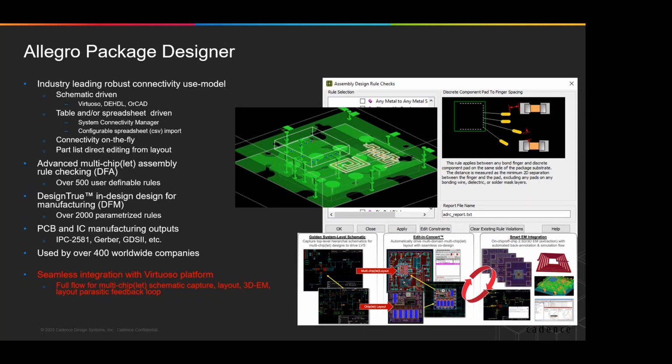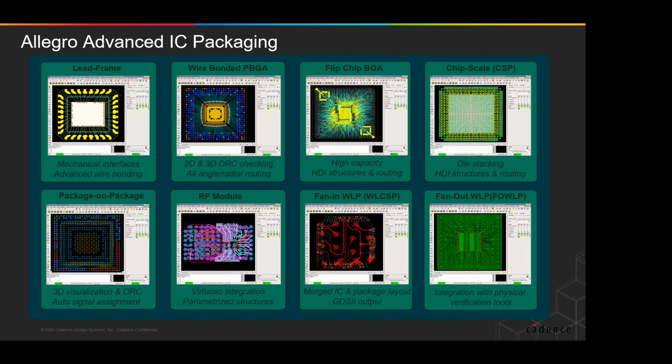Allegro Package Designer can go from things that are very simple, like lead frame designs, all the way up to things that are very complicated, like fan-out designs, and everything in between. So this is not just a point tool. This is a tool that can grow from something simple to something much more complicated, depending on what you're interested in. We have people doing BGAs in the design. We have people doing chip scale packages in the design. We have people doing RF modules in this tool, and everything in between.